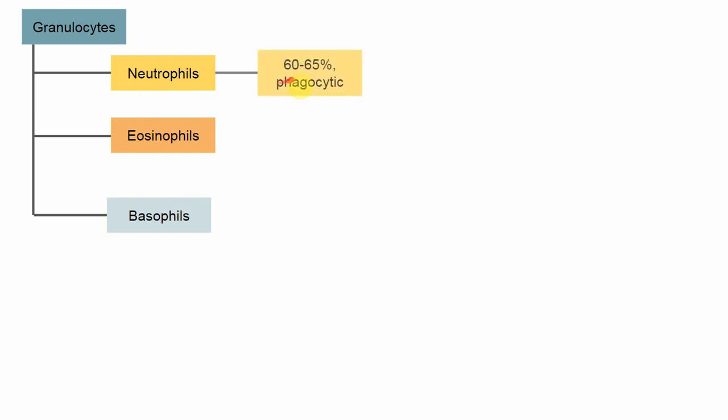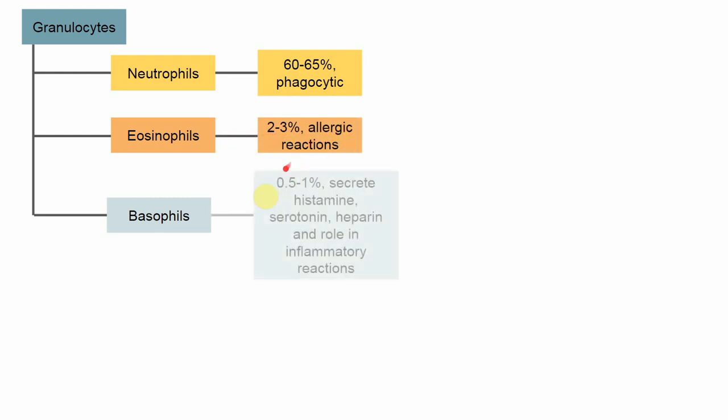So the neutrophils are around 60 to 65% of the WBC population, and they are mainly phagocytic in nature. Eosinophils are around 2 to 3%, and they are mainly involved in allergic reactions. Whereas basophils are the least in number, and the population is around 0.5 to 1%. They are mainly involved in secretion of histamine, serotonin, heparin, and they play an important role in the inflammatory reactions.